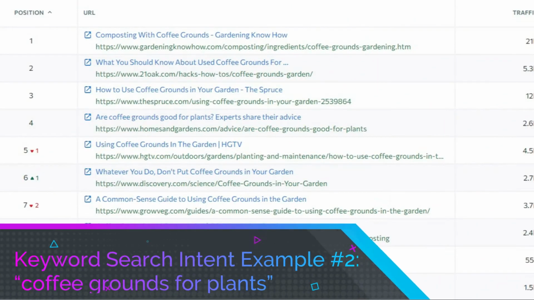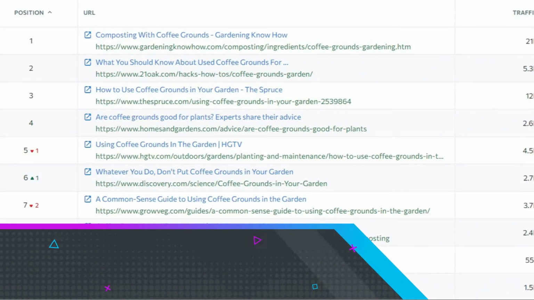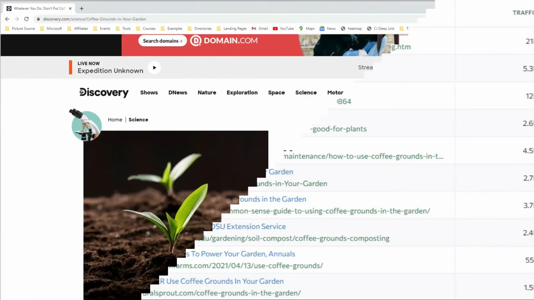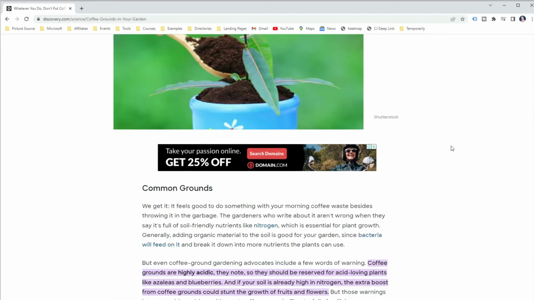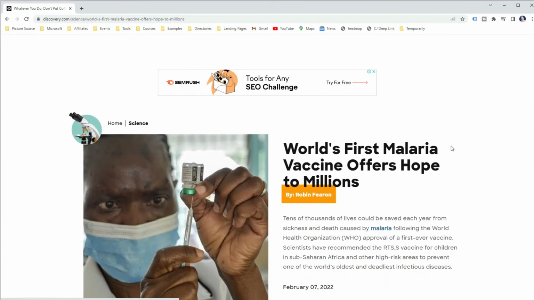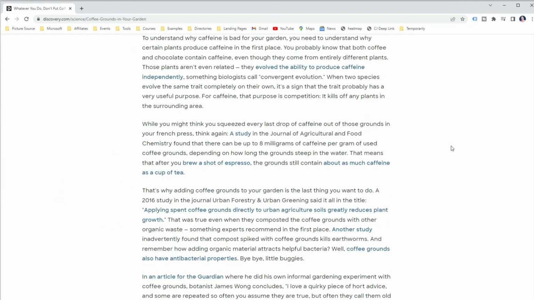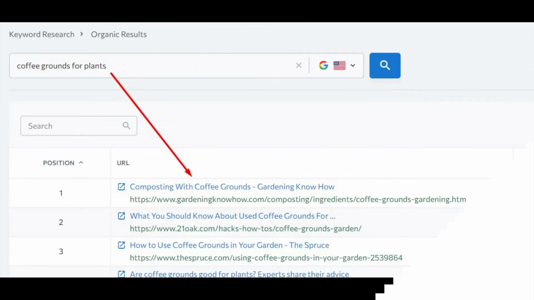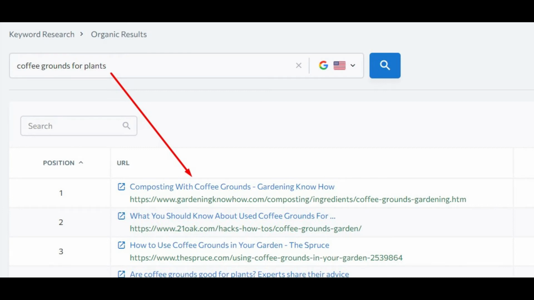The second keyword search intent example, coffee grounds for plants. Based on the results, I can clearly see that this is an informational search intent, and to meet the search intent, I will have to write a blog post to target the search query. And when I look at the top ranking pages, I'll see that the blog post should include the different benefits and disadvantages of using coffee grounds for plants, how and where they can be used in the garden, and other useful information related to that topic. Also, I have noticed that the first result is actually targeting a different version of the primary keyword, which is composting with coffee grounds.